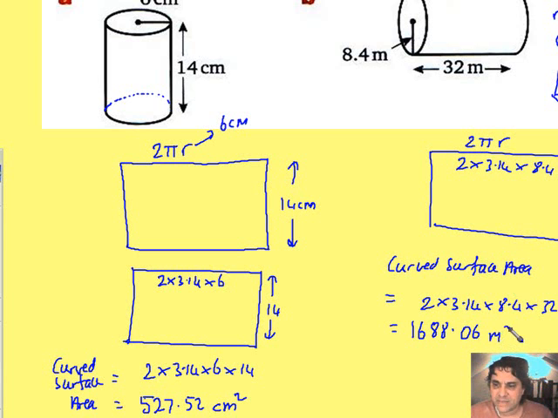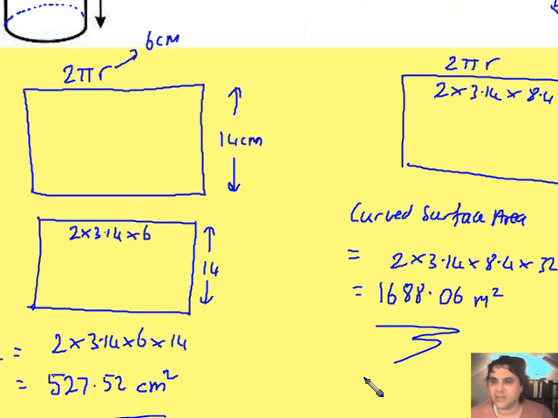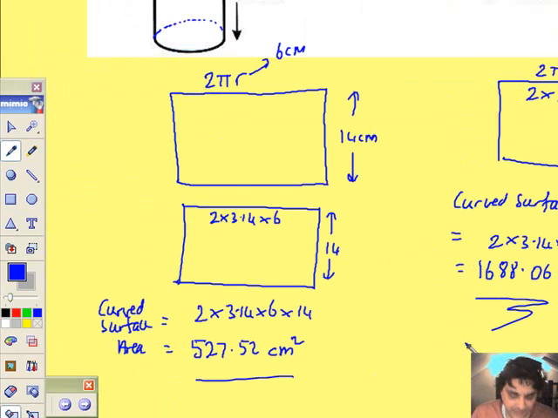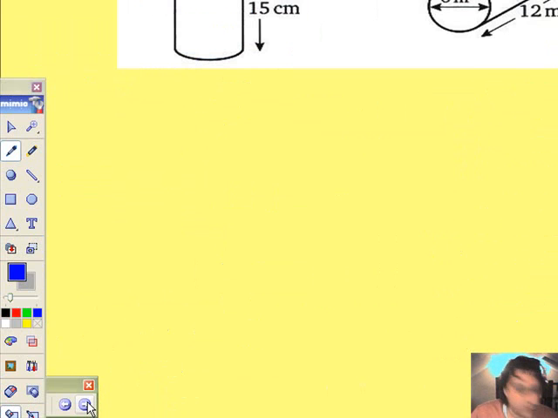1,688.06 meters squared. That is a large surface area to make a cylinder that size. It's huge. Anyway, that's the calculation for that. Let's see if I can get this on the same video without getting too long.